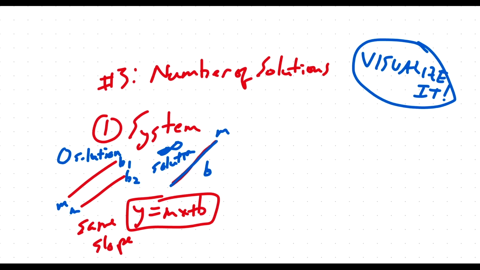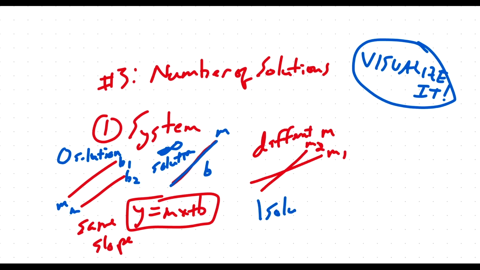The third situation is where you have different m's and maybe different b's, maybe same b's. You just have different m. If you have different m, m1, m2, they will only cross each other once, and you will have one solution. This is how you do lines, the system of equations.